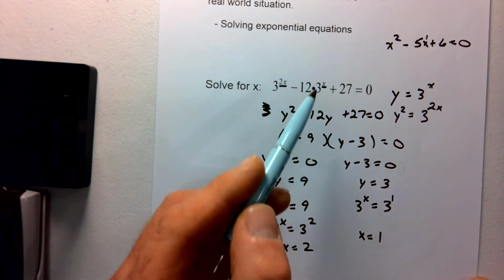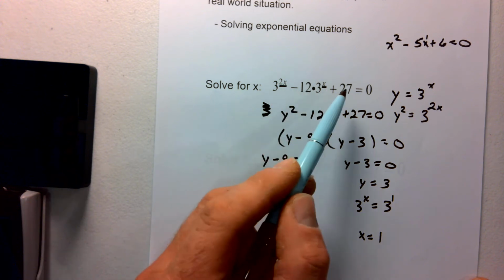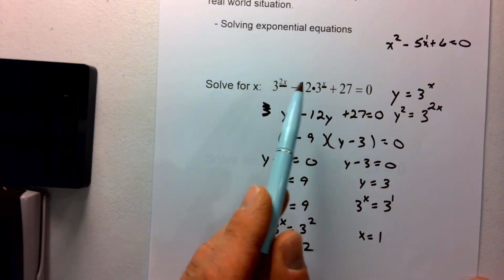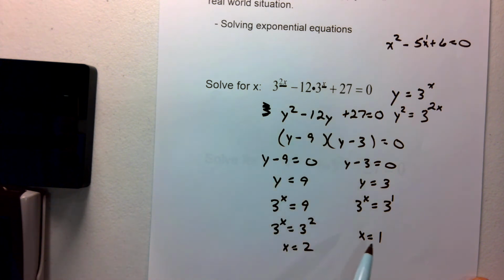So just like in a quadratic equation, where we had two solutions, in a quadratic equation that has exponential variables, we're going to have two solutions as well. This is a little bit of work.